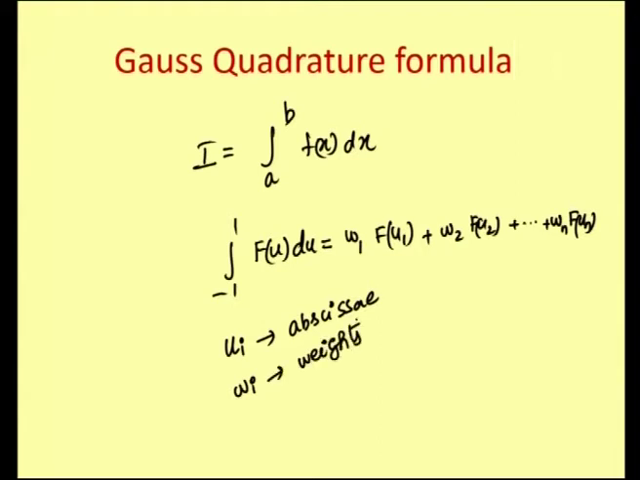The abscissa and weights differ for each formula. Okay. So there are actually 2n unknowns. What are the 2n unknowns? u1 to un, so these are n unknowns, and w1 to wn, and these are n unknowns. So totally there are 2n unknowns to be found out for evaluating the integral of the type -1 to 1 f of u du. Okay. And this particular -1 to 1 f of u du will be converted for the general formula.